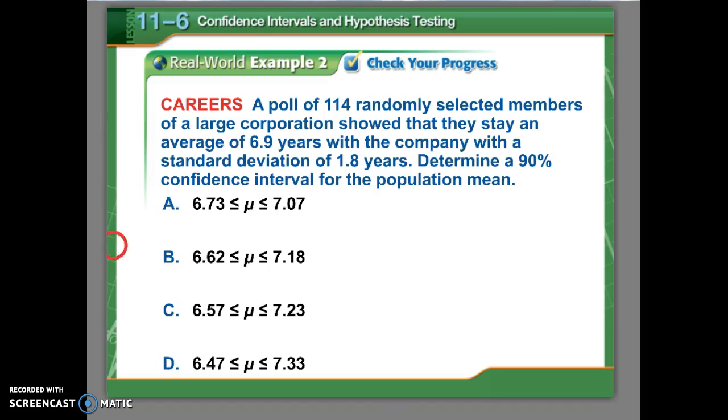Okay, answer for check your progress number 2 is B. The population mean estimate is between 6.62 and 7.18.